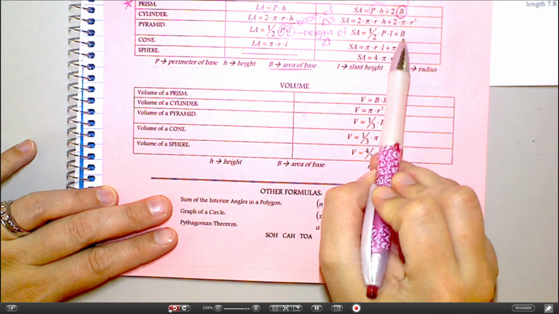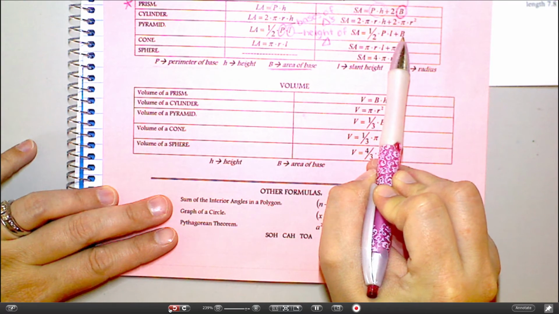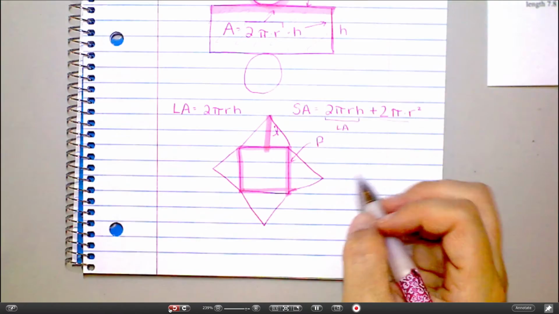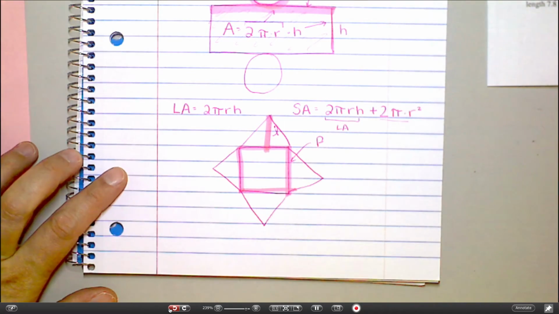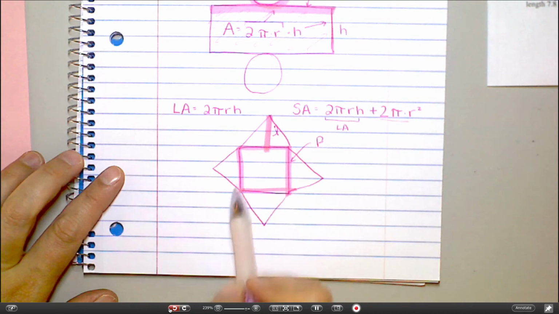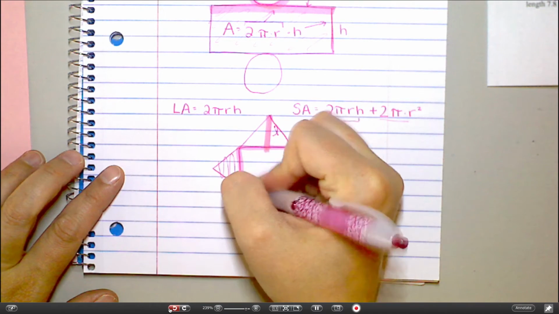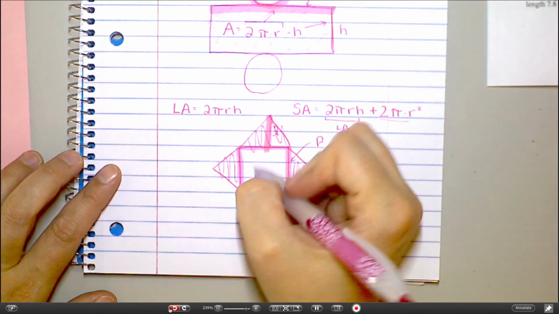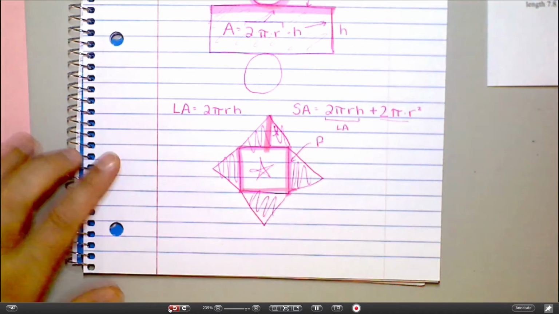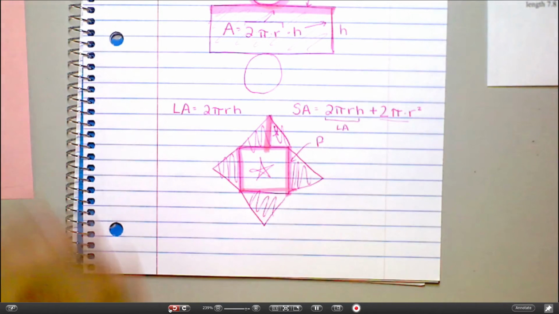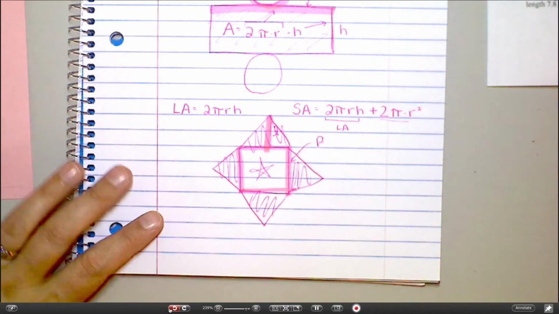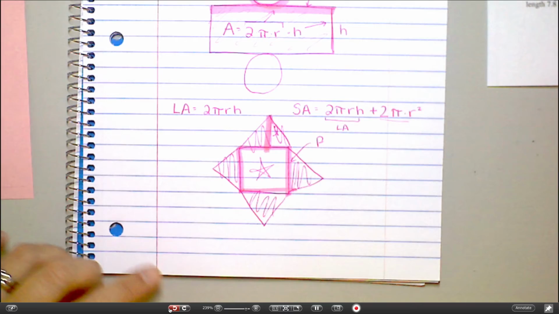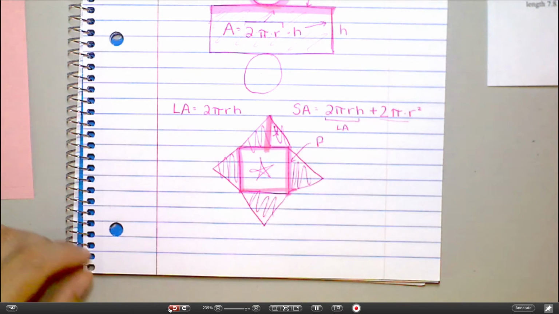Jump over to surface area. Why are you only adding 1b here instead of 2? Yeah, in a pyramid, there's only one base. So if I did the lateral area formula, if I did 1/2 times perimeter times slant height, that would give me the area of all of these triangles. If I wanted the total surface area, I would also want to add the area of that square. Okay, and you can find area of the square by looking back up at area of a rectangle, area of a square, whatever.